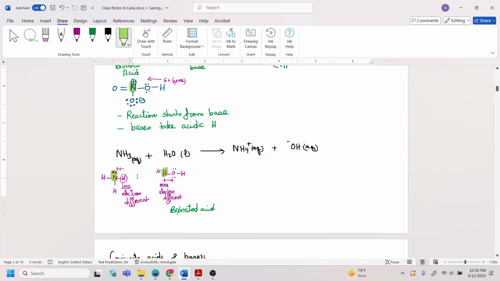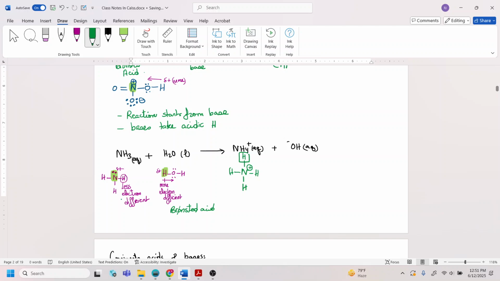If it's my base, I can no longer choose the hydrogen, because I already chose it for the acid. The base needs to have a basic site, which is the electron-rich site. By definition, the reaction starts from the base, so bases come and take the acidic hydrogen. Now my product is going to be NH4 plus. I already had ammonia as my base. The lone pair of the ammonia will come and take that acidic hydrogen of the water, and we end up with NH4 plus.